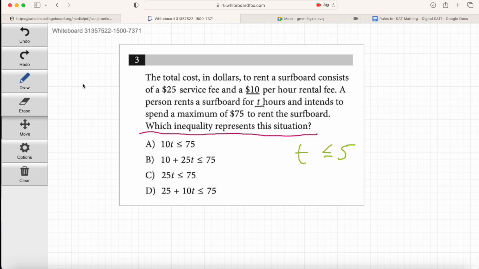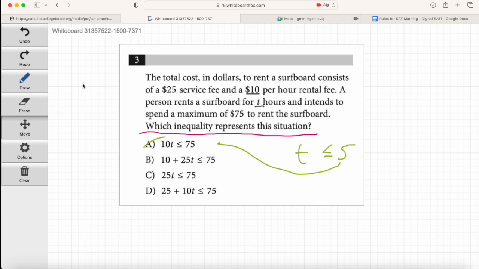If you plugged in a 5 for T into answer choice A, would you get a 75 on the left-hand side? What would that give you? On the left-hand side, it would give you 50, right? So that's probably not right.